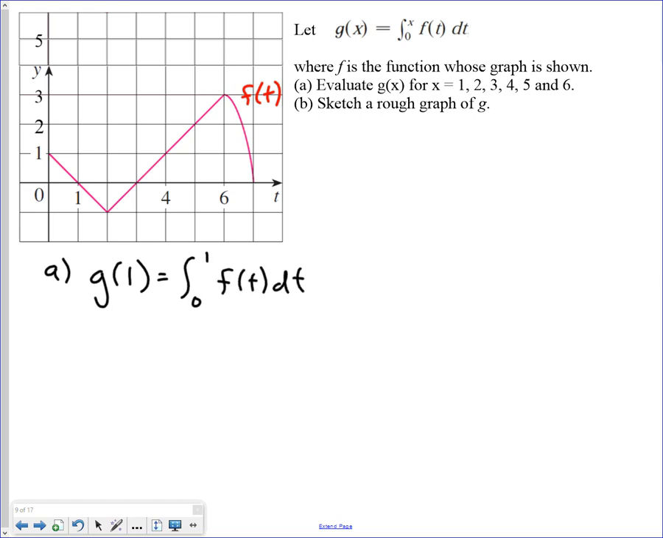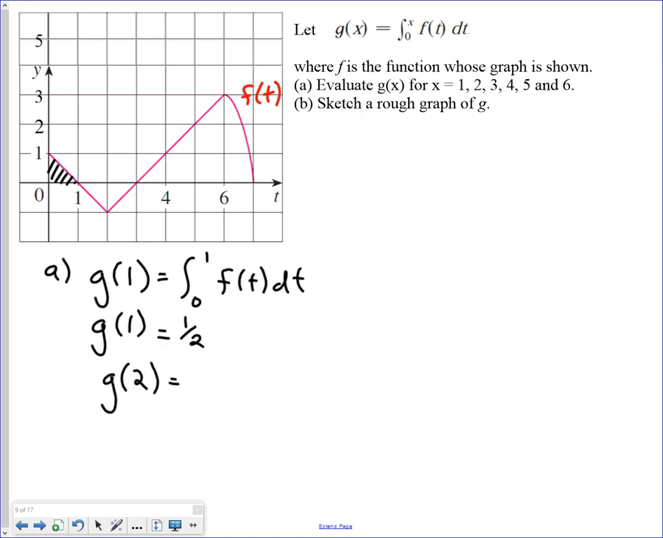Well, the area that this corresponds to on the graph is just this little region right here. This is a triangle, and we can work out base times height divided by 2, 1 times 1. So the area there is going to be 1/2. So g at 1 is equal to 1/2. We go ahead and we do g at 2 here.